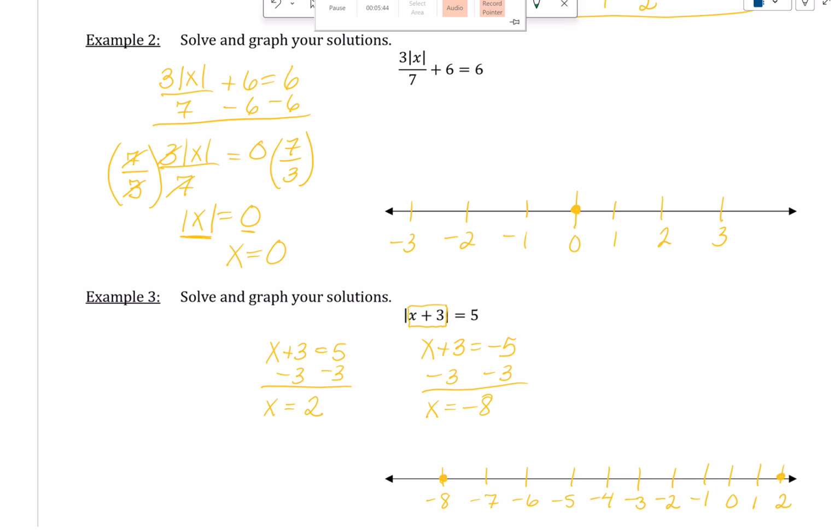So again, this is distance. It's no longer from 0, but it's actually from -3. You see the two numbers that are distance, and the -3 is coming from that +3 there. That equals 5 away from -3 are -8 and 2.